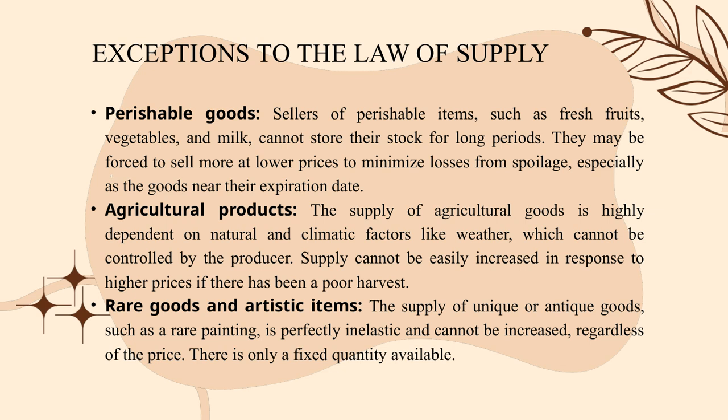Finally, consider rare goods and artistic items, such as a one-of-a-kind painting. These are perfectly inelastic in supply, meaning, no matter what the price is, the quantity available doesn't change. There's only a fixed amount because it's a unique item or a rare antique. These examples highlight how, in certain cases, supply doesn't follow the typical rules and can be quite rigid, which is important to keep in mind when analyzing markets.